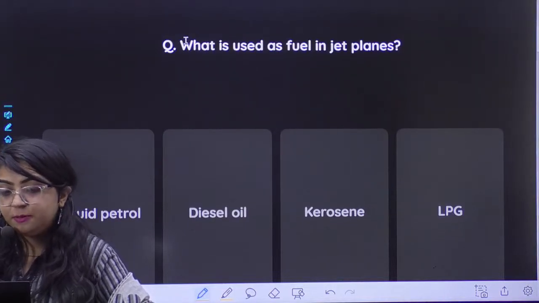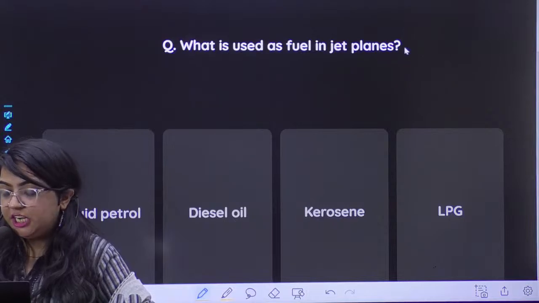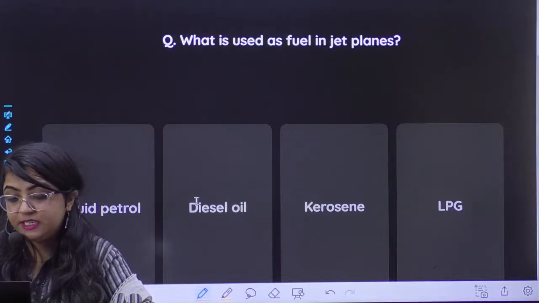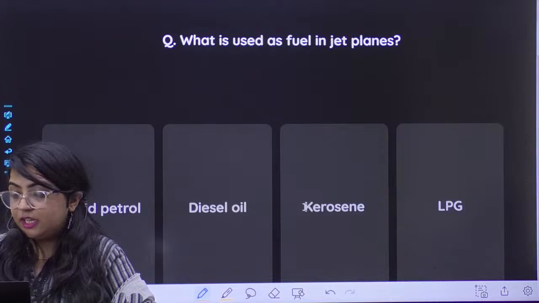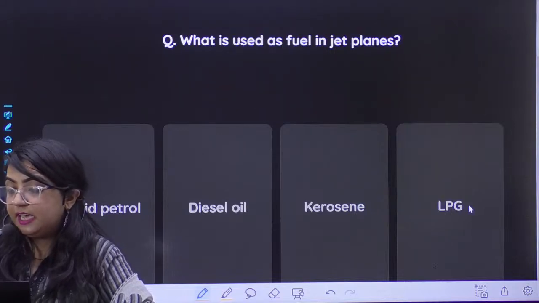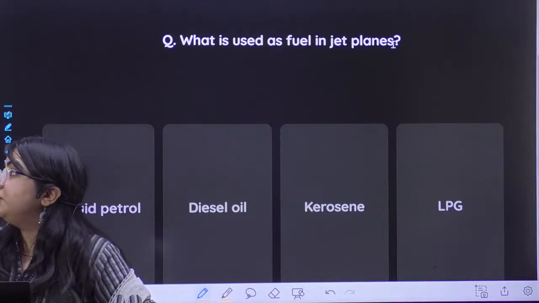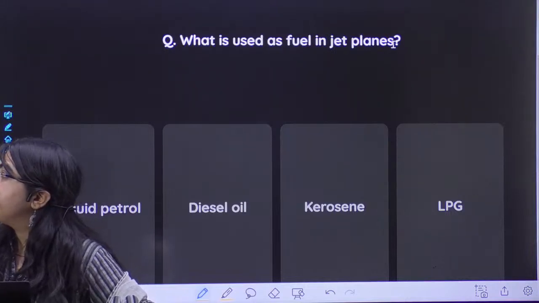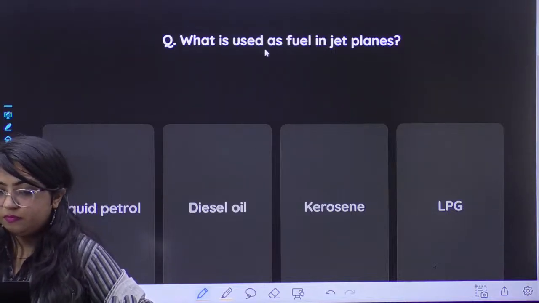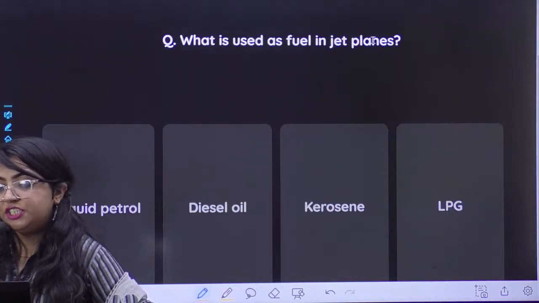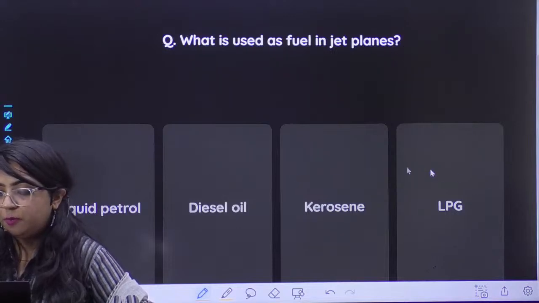The question is, what is used as fuel in jet planes? So the option 1 is liquid petrol, option B or 2 is diesel oil, option 3 is kerosene, and option 4 or D is LPG. So find the fuel which is used in jet planes according to you. We need to find out the fuel which is used in jet planes out of all the 4 options given.